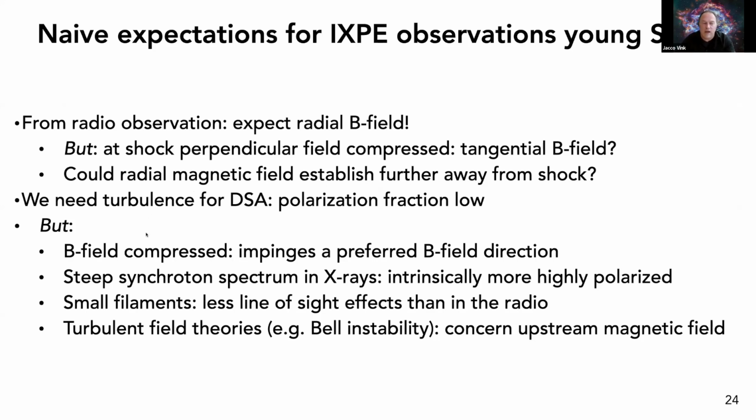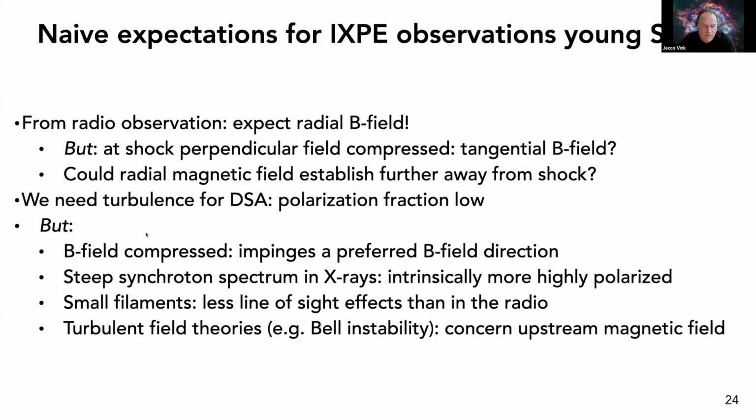But on the other hand, we have a magnetic field compressed, so that may prefer a tangential magnetic field. We have a steep X-ray synchrotron spectrum. So intrinsically in X-rays, we expect a higher polarization than in the radio. So if we would have a big pocket full of a certain magnetic field geometry, we expect quite high polarization. We have very small filaments very close to the shock front, so the line of sight effects are much less than in the radio where you look through the whole shell.